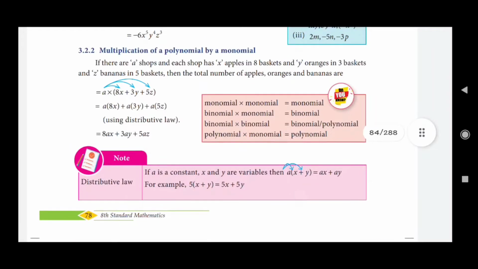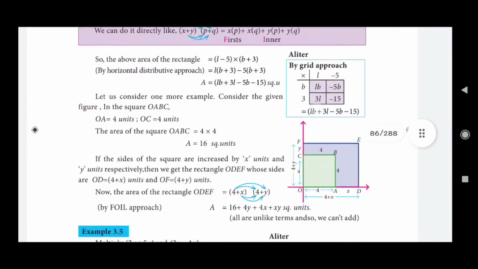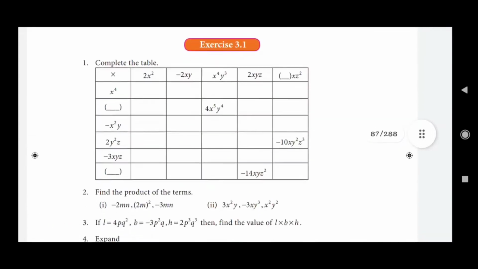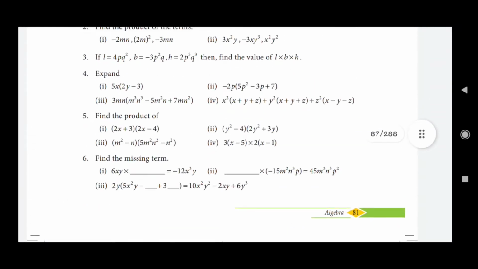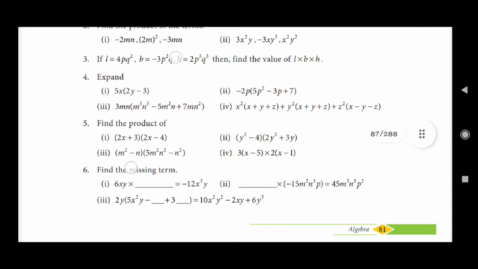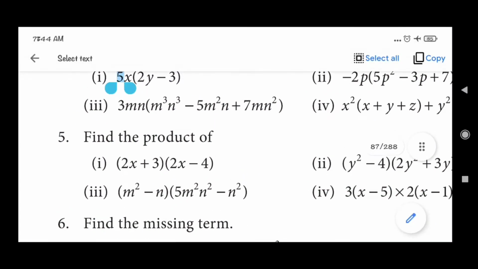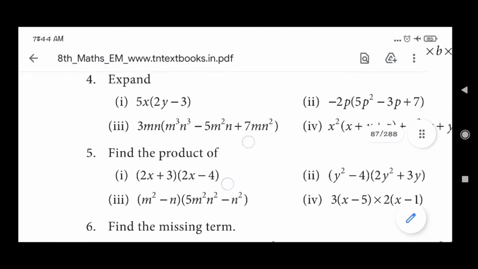If the bases are the same, like 2, we can add the powers. If the bases are different, you need to multiply as usual. Now expand. Expand means you need to multiply 5x into 2y, again 5x into minus 3. Understand? So that is expand.